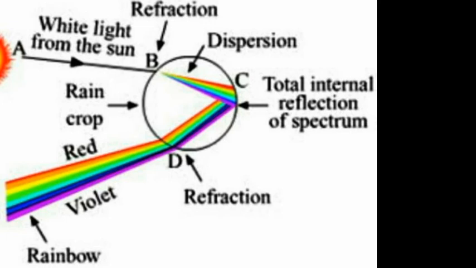Then the explanation. When we are explaining the formation, we have to consider all these processes. That is, we have to consider white light and a water droplet. That water droplet behaves like a prism. When the white light enters that water droplet, it undergoes refraction along with dispersion. Then it undergoes internal reflection. Again, it undergoes refraction and emerges out.